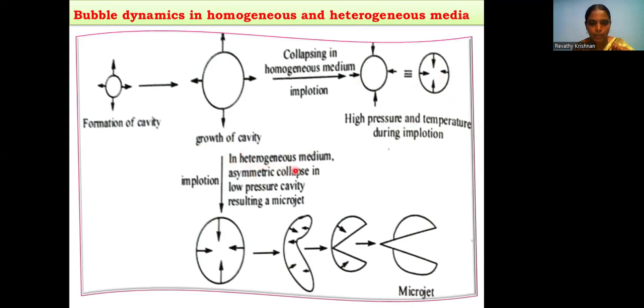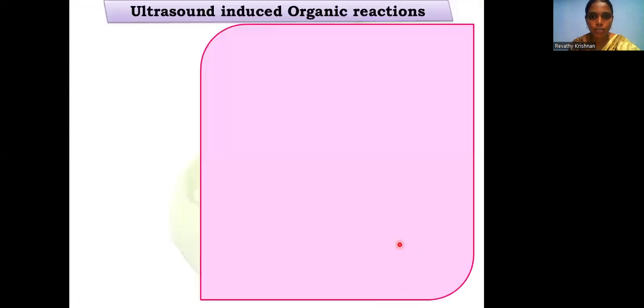In case of heterogeneous medium, it results in the formation of an asymmetric collapse. That is, due to the low pressure cavity, it results in a microjet. Because of this internal collapse, internal implosion, it results in an asymmetric shape formation. It doesn't follow as in case of homogeneous medium. So because of this heterogeneous medium, it creates a microjet, that is an unsymmetrical implosion of a bubble. This is the bubble dynamics in how it works in homogeneous as well as heterogeneous media.